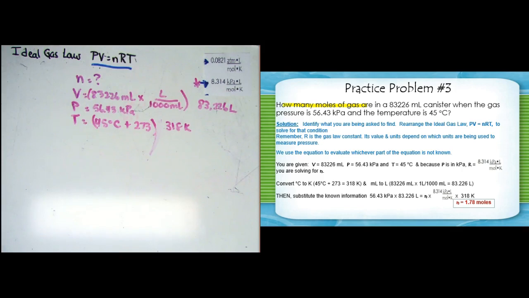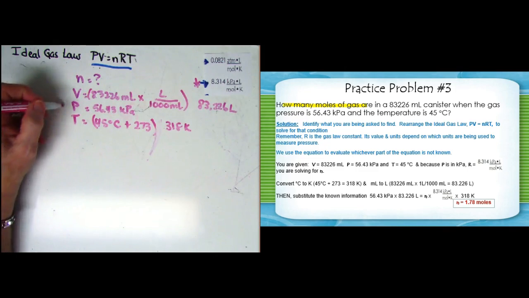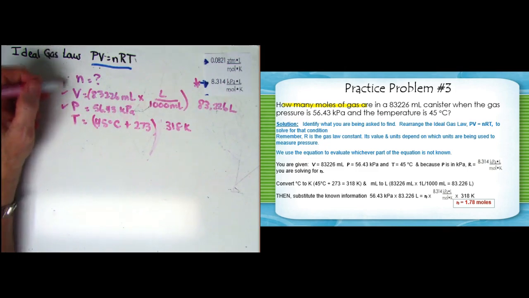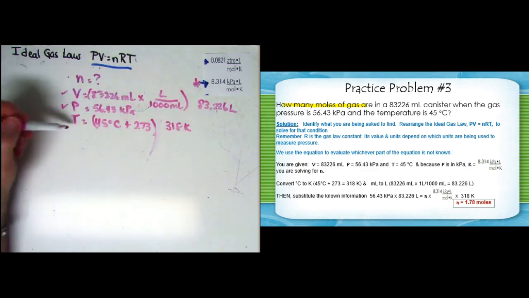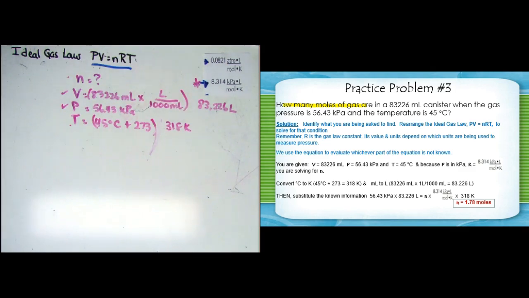Alright, so all we have to do here is the exact same thing we've done before. Substitute all this information into the formula. PV equals N we're looking for. We got R and we have T, and you can see that you're going to get an answer. N is equal to 1.78 moles.